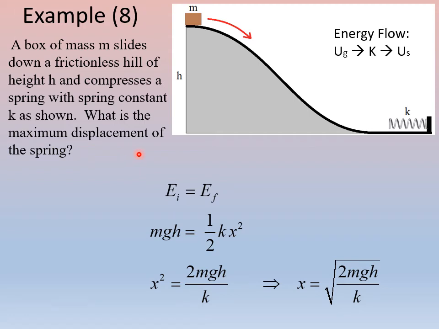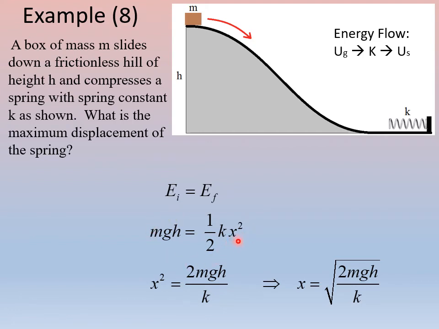It seems like a kind of complicated situation with all this going on, but it's actually a pretty simple problem to solve because the initial energy here is just mgh, potential energy. The final energy here is all elastic potential energy, 1/2 k x squared. So we just set these two equal to each other, and our goal is to solve for x. So this is the physics right here. The rest is just 2 steps of math.